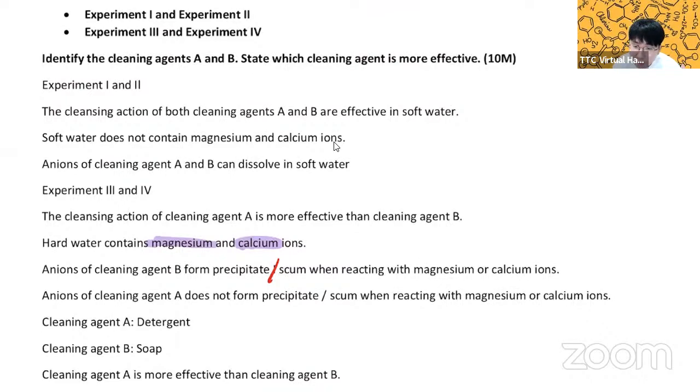But detergent is not biodegradable. Yes, correct. Detergent, even though it's more effective, is not environmentally friendly. Detergent causes more pollution. No, soap is biodegradable. The soap you are using in daily life is actually biodegradable.